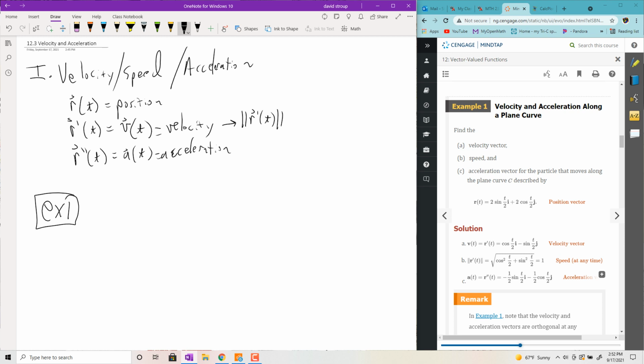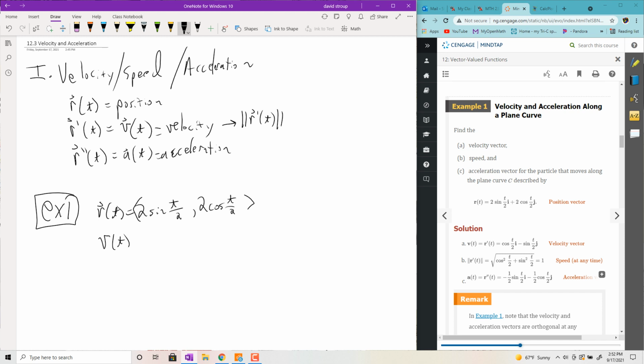So example 1, they want you to find the velocity, speed, and acceleration vector for this particle described by the position vector r of t equals 2 sine of t over 2. I'm going to write it with the angle notation, 2 cosine of t over 2. So we're in the plane here. First, let's get the velocity vector.